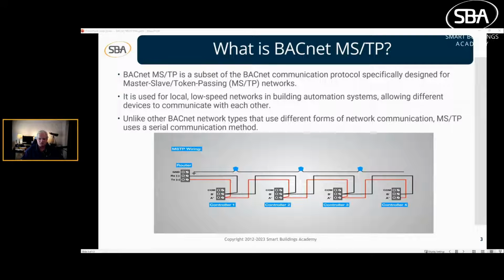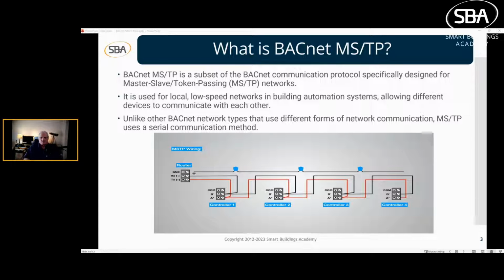So it'll go to the next controller, and the next controller will say, it's not addressed to me. I'm going to send that on. Finally, it reaches the third controller, whose address it's addressed to. Third controller says, oh, this is from the supervisor. He wants to know what the outside air temperature is.